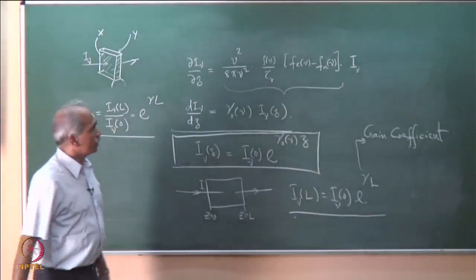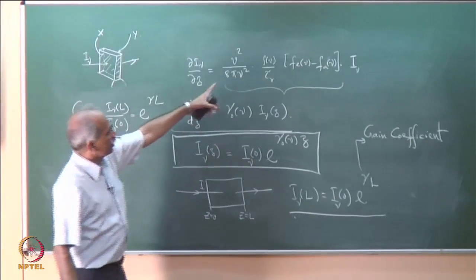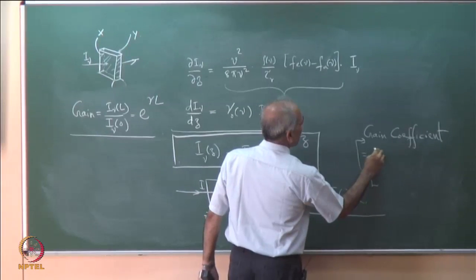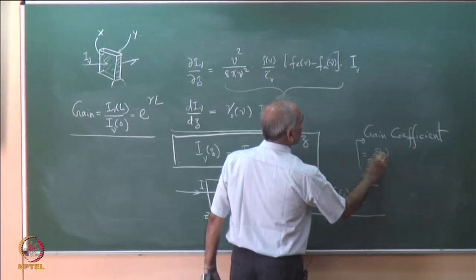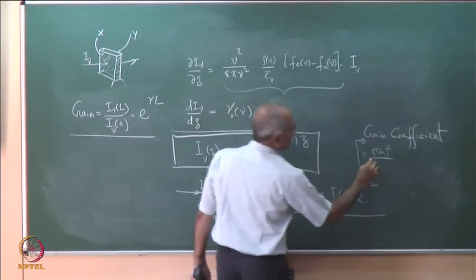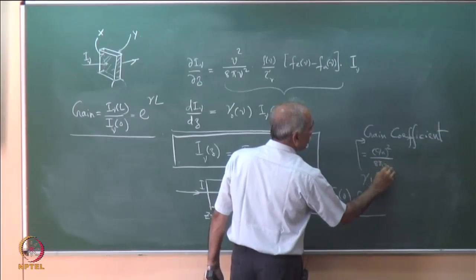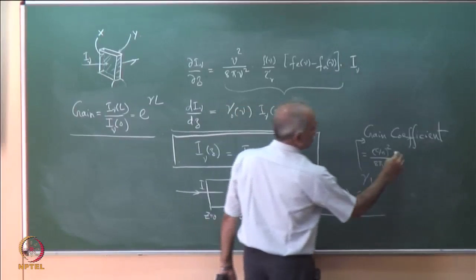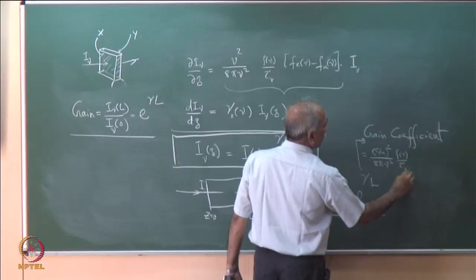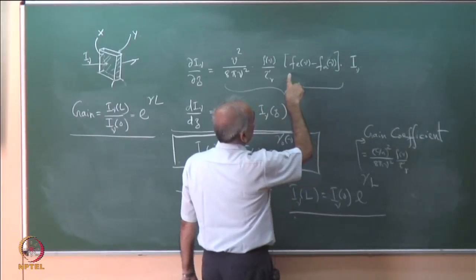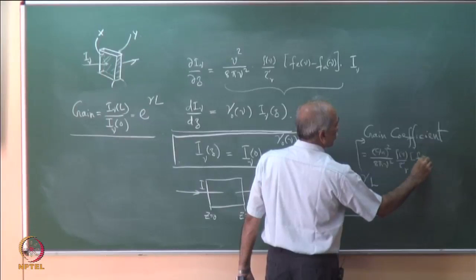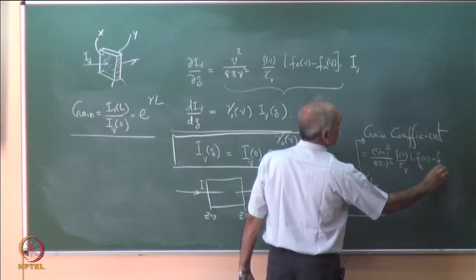Gain coefficient. So what is the gain coefficient? Gain coefficient gamma is equal to V square or C by n. Let me write it as C by n, just because otherwise sometimes nu and V may get confused. So 8 pi nu square into rho of nu, density of states, divided by tau_r, into [F_E(nu) minus F_A(nu)].